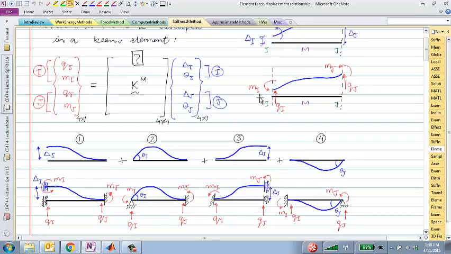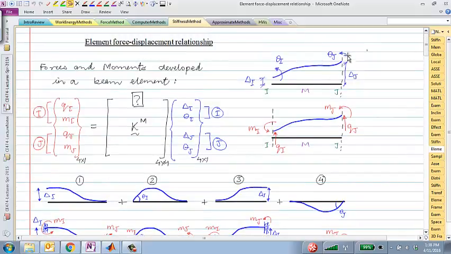Very similar to the truss problem. Break it up into elements, find out how each individual element behaves. That is the local element force displacement relationship. Assemble all of that and enforce equilibrium to find these displacements and rotations at the nodes. So that's what we were doing last time.